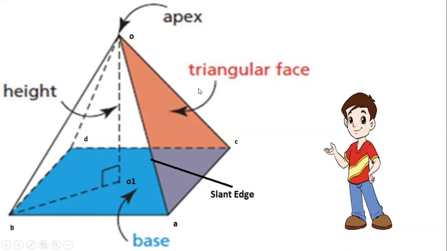It has four triangular faces and height is represented as O and O1. That is called the axis of the pyramid or the height of the pyramid. Slant edges are represented as OC, OA, OD and OB.